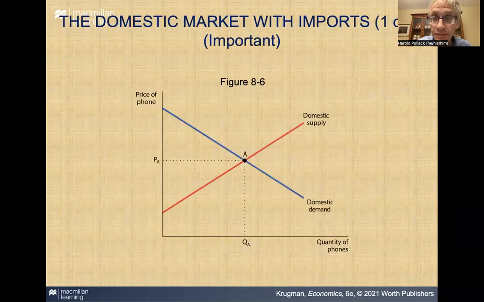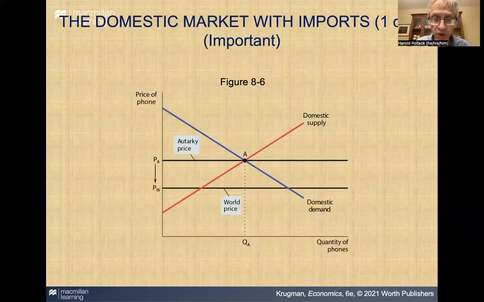Okay. Now, what happens if you start adding imports to that? So here's the autarky price. Well, suppose there's a world price that's a lot lower than that. Okay. So now what's happening here? So by the way, before you even do any work, it's pretty obvious who some of the winners and losers are going to be in this, right?